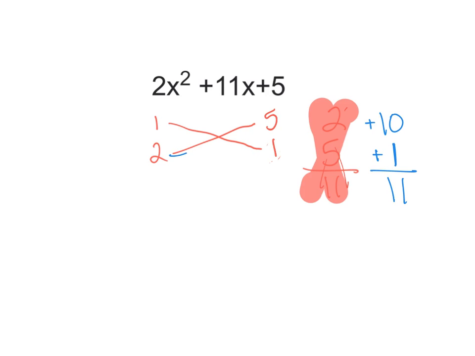Please remember that 2 times 5 made 10, which means that my 5 is also going to be positive because it's a positive 10. So the 5 will be positive. And my 1 times 1 made a positive 1, so that means I'm going to put a plus 1 in front of my 1. Here is your answer.